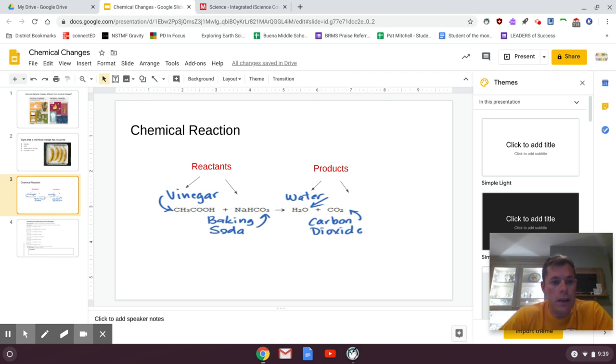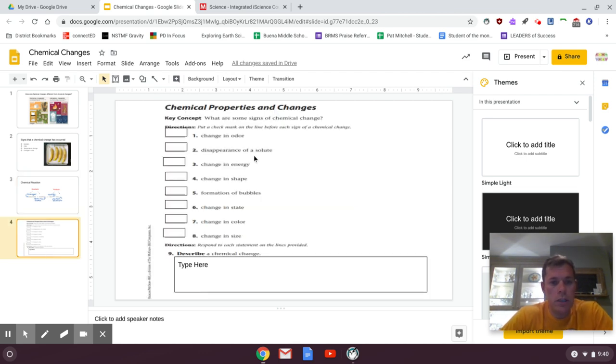So today you're going to do this quick little worksheet. You're going to check off the boxes here that you see, whether it's a chemical change or not, and you're going to answer the question here at the bottom. So that's for today, on Wednesday.